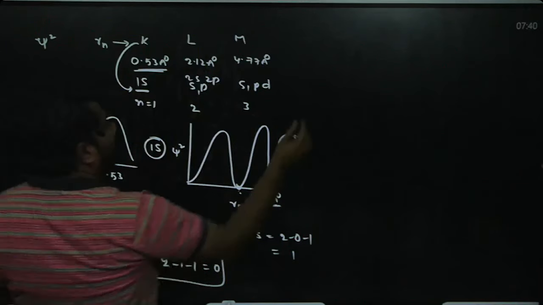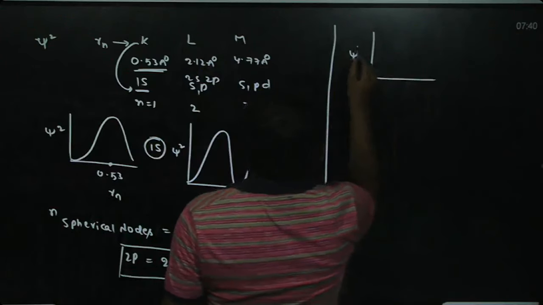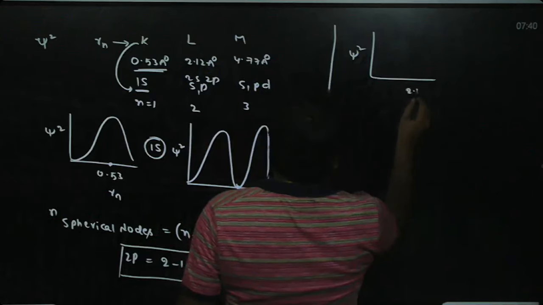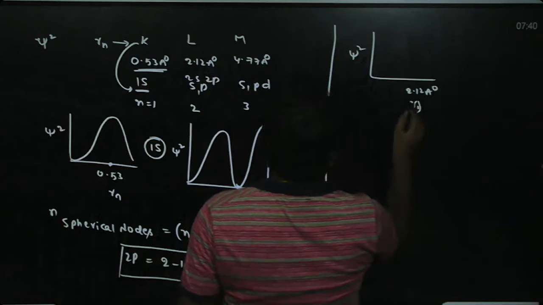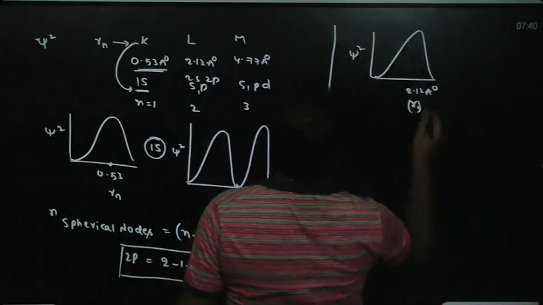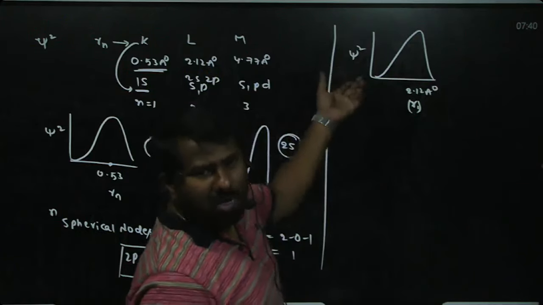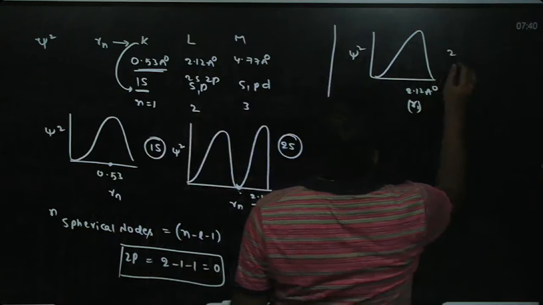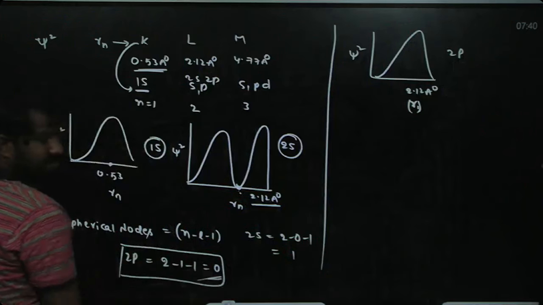The same thing if I draw like this. This is psi square only. This is radius only. 2.12 angstroms I am giving. Now, if I draw only one peak, which orbital does this become? 2p orbital. What is this? 2p orbital, because for 2p orbitals, the radial nodes are 0.